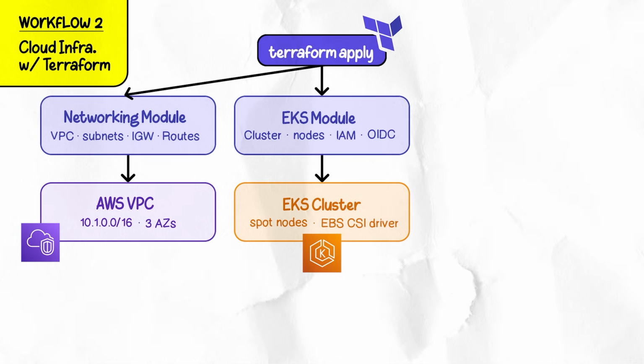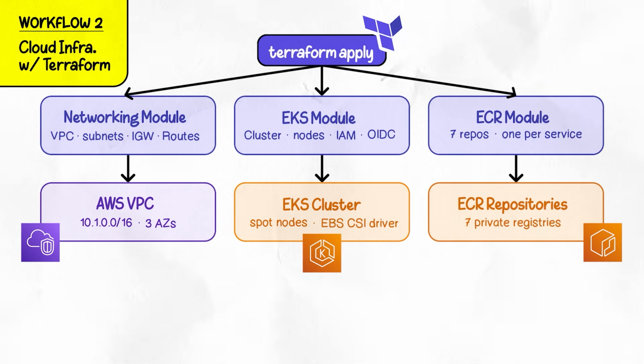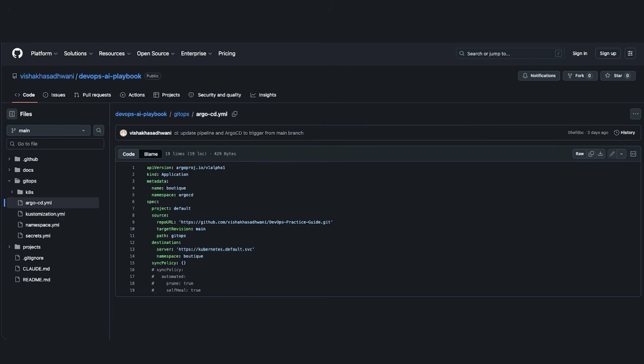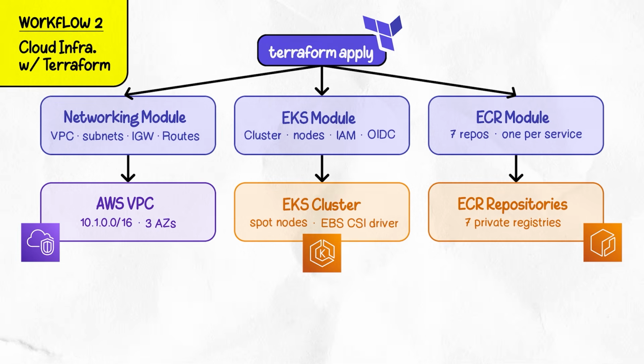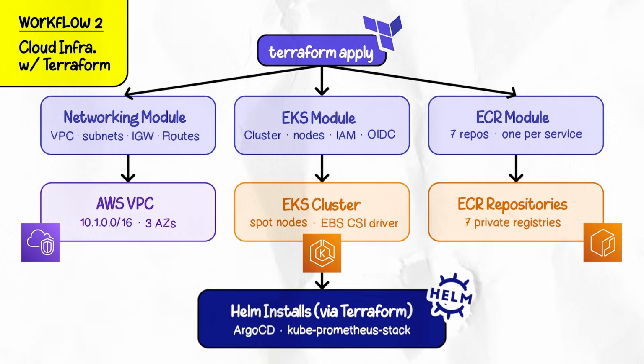The EBS CSI driver is very critical here. It allows Kubernetes to dynamically create EBS volumes. Without it, a PostgreSQL stateful set will have no persistent storage. We also create ECR repositories which store the images of all the microservices. And using the Terraform template, we deploy Argo CD for GitOps and the Kube Prometheus stack for monitoring. Everything is modularized using Terraform modules, which keeps everything clean and reusable. In total, a single Terraform apply command provisions 30 AWS resources.